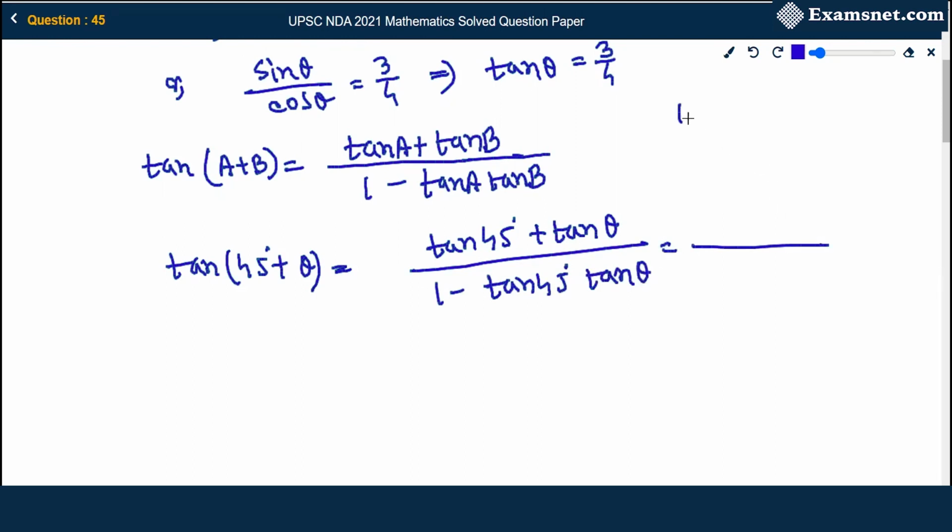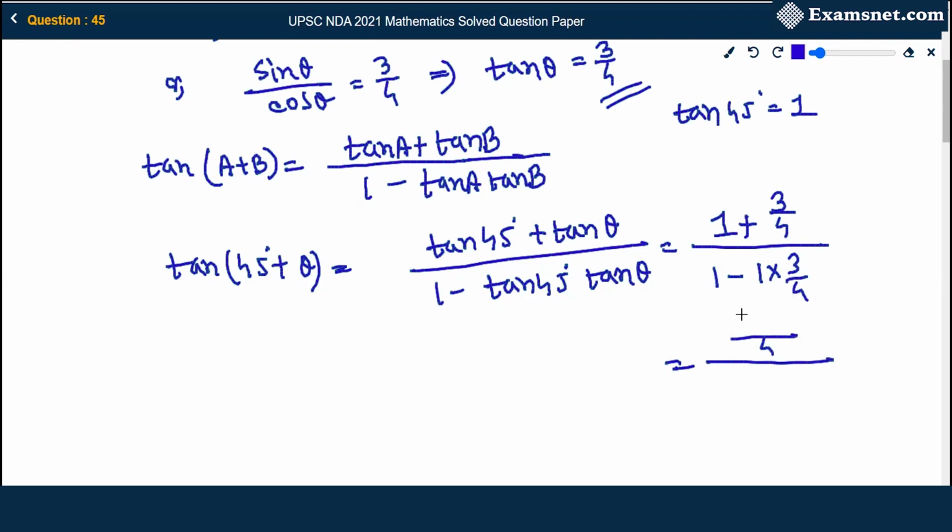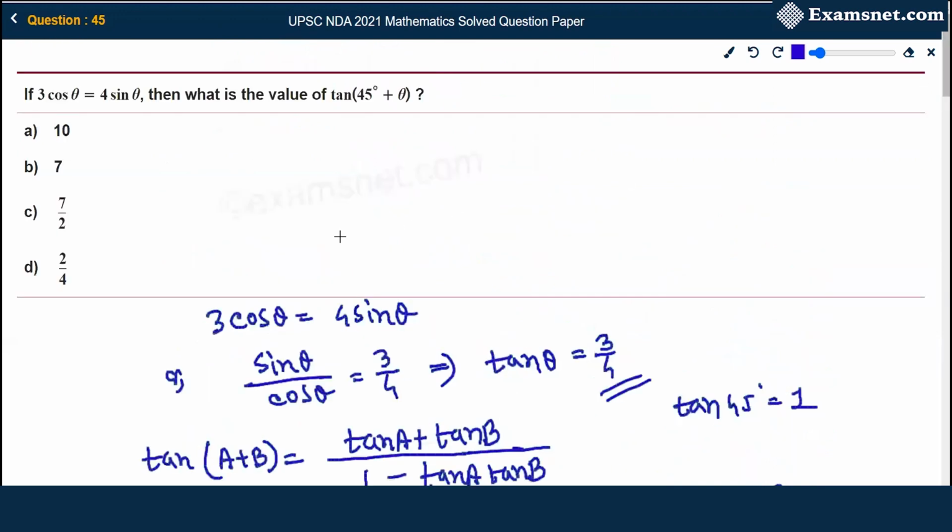We already know the value of tan 45 degrees, that is 1. So here 1 plus tan theta, which we got from the given expression as 3 by 4, over 1 minus 1 multiplied by 3 by 4. That is (4 plus 3) by 4 over (4 minus 3) by 4, which is 7 by 4 over 1 by 4, so 7 is the final answer for the expression. Option B is the correct answer.